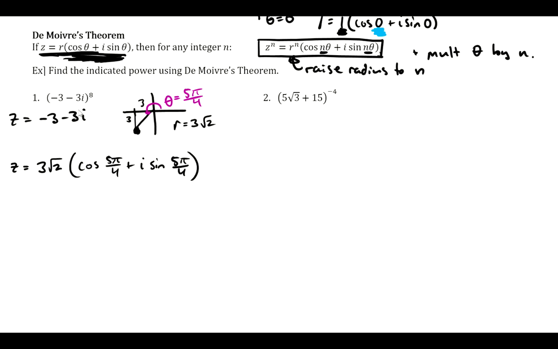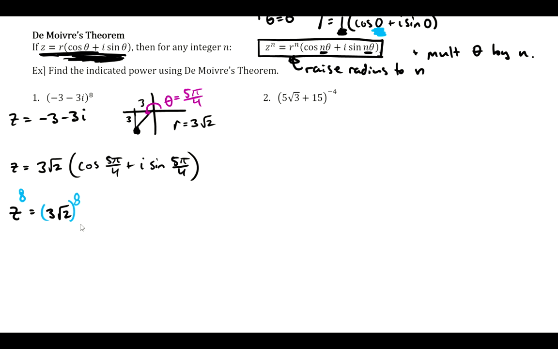And now we can use our power. We want to raise this to the 8th. I'm going to put that in blue. Let's follow the rule. It's saying you should take the radius and raise it to the 8th power. Let's fix that 8. There we go.